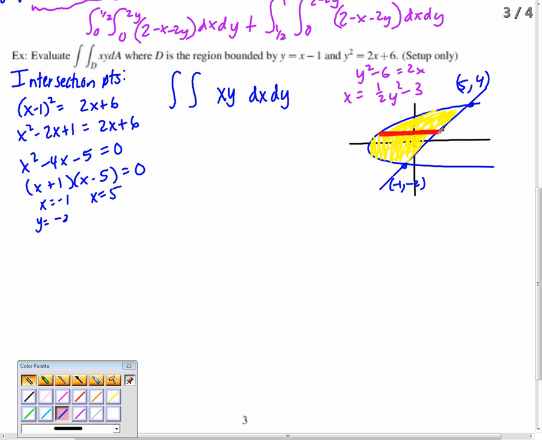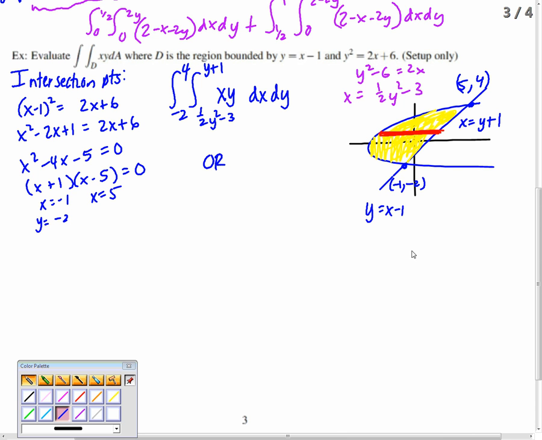This is in terms of x, so I need x equals stuff. It was y equals x minus 1, so now x is going to be y plus 1, and that's the right. And then the left is the curve, which is a good thing because I don't want to take a root, right? So I can just use 1/2 y squared minus 3. Check me. Is that okay? And then where do these rectangles exist? From y equals negative 2 to 4. Wasn't that easy?